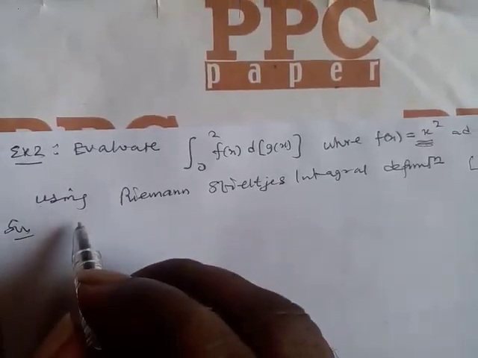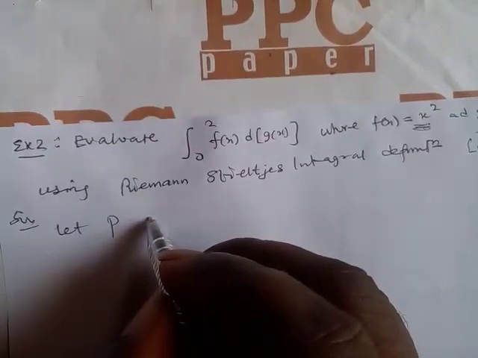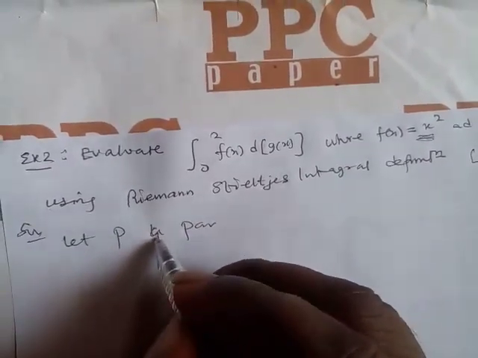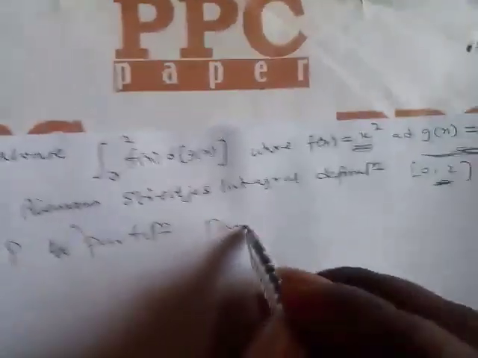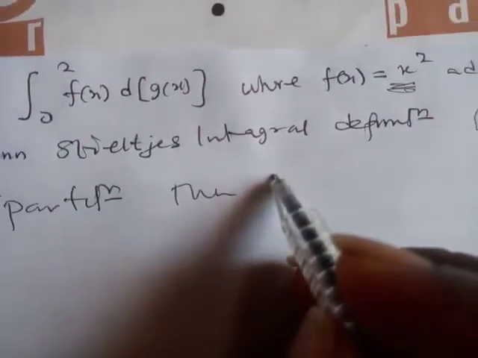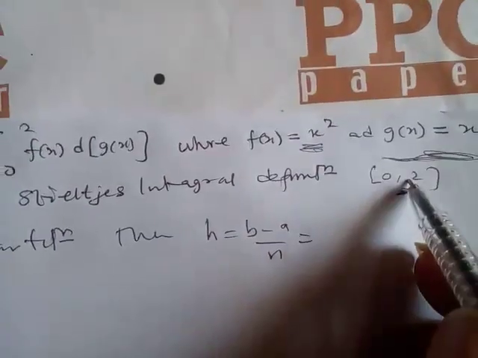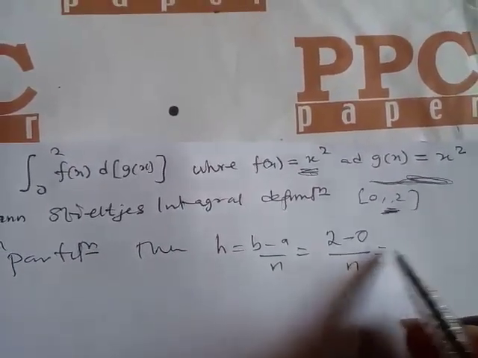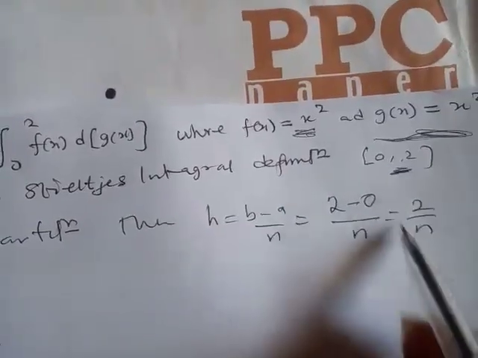So the next thing is just consider a partition P. So let P be a partition. Then we know that h is equal to b minus a over n. But this is b, a is 0, and this is n, so 2 over n. So we can now conclude our partition is r minus 1 times this.